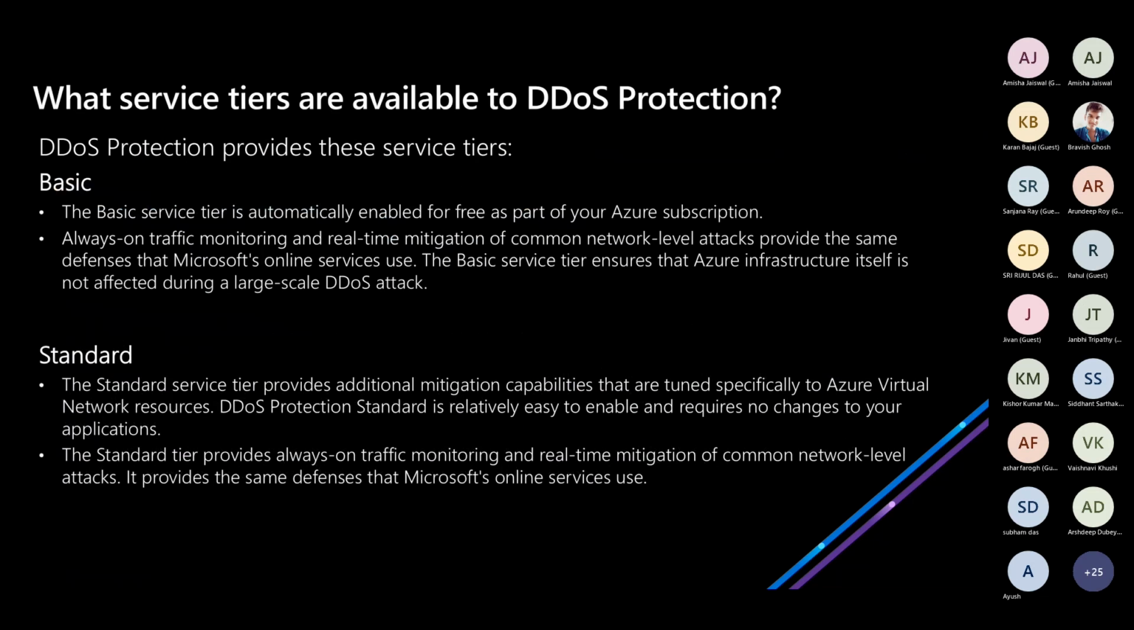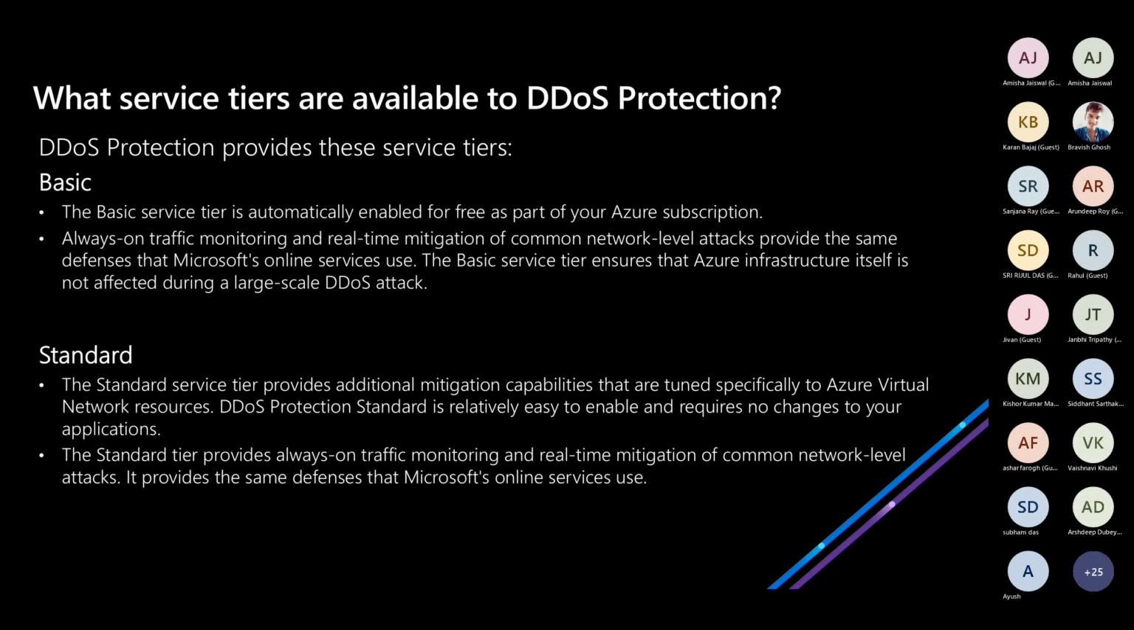What service tiers are available for DDoS protection? DDoS protection provides three service tiers. First is basic. The basic service tier is automatically enabled for free as a part of the Azure subscription. Always on traffic monitoring and real-time mitigation of common network level attacks provides the same defense that Microsoft's online services use. The basic service tier ensures that Azure infrastructure itself is not affected during a large-scale DDoS attack.